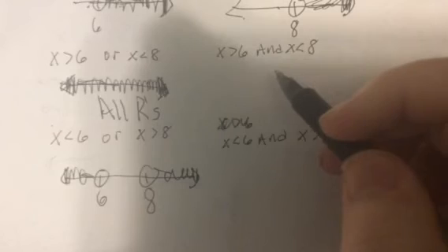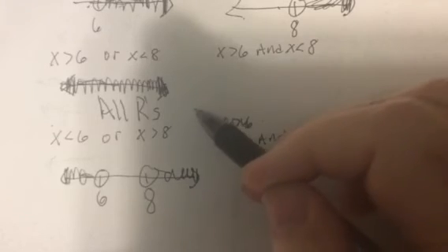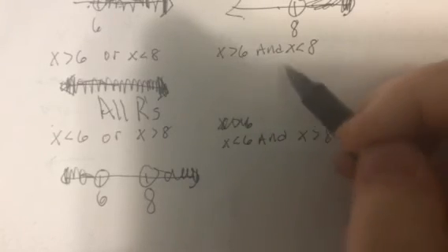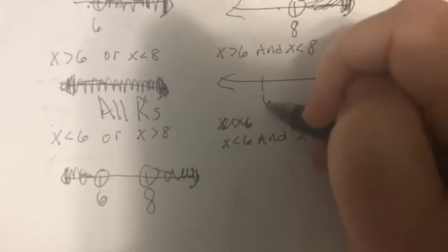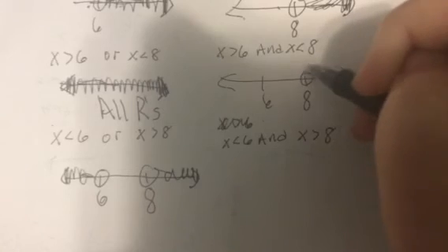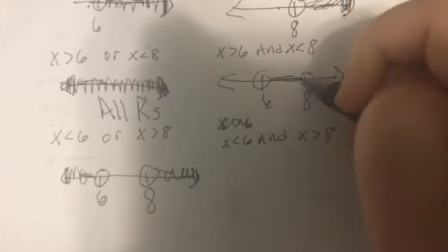Now, I have bigger than 6, smaller than 8. The only place where it's true for both is between the two. So here we go. 6, 8.